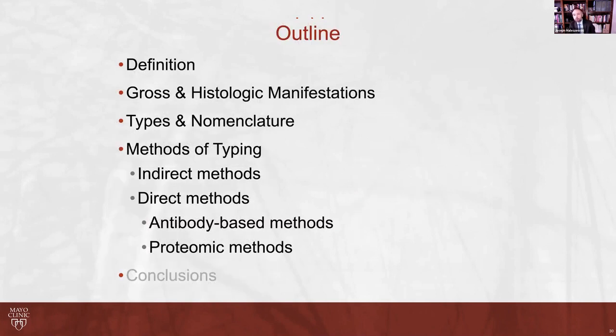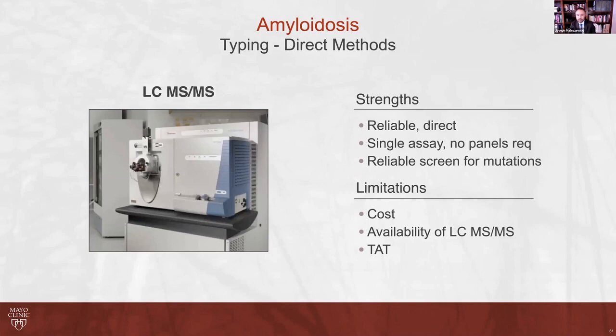So there are newer proteomic methods for direct amyloid typing, and we here at Mayo have been using these for just a little over a decade now, and they've been tremendously successful at typing amyloid in a very efficient, fast, and high volume fashion.